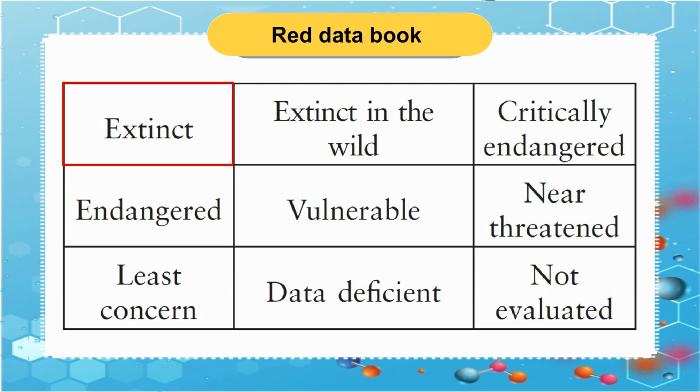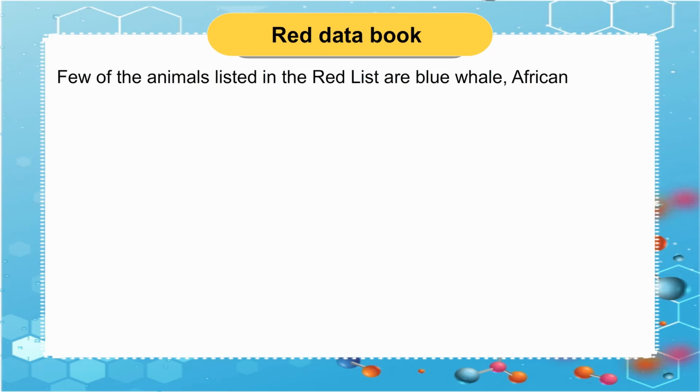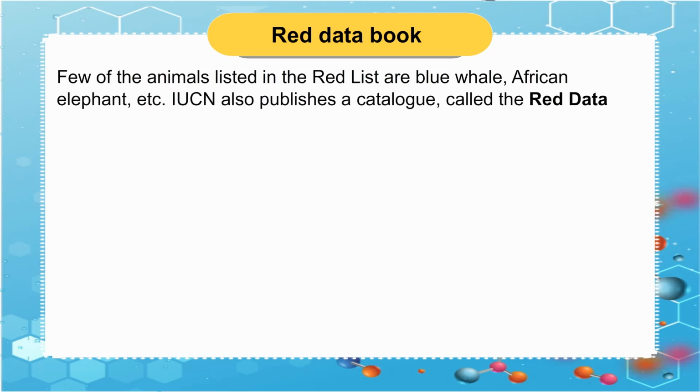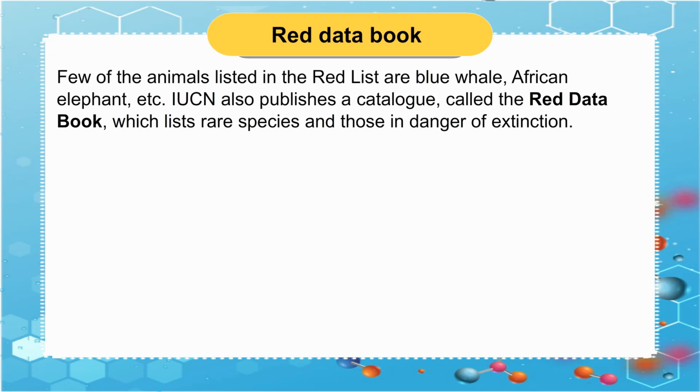The categories are as follows: Extinct. Extinct in the wild. Critically endangered. Endangered. Vulnerable. Near threatened. Least concern. Data deficient. Not evaluated. Few of the animals listed in the Red List are the blue whale, African elephant, etc. IUCN also publishes a catalogue called the Red Data Book, which lists rare species and those in danger of extinction.